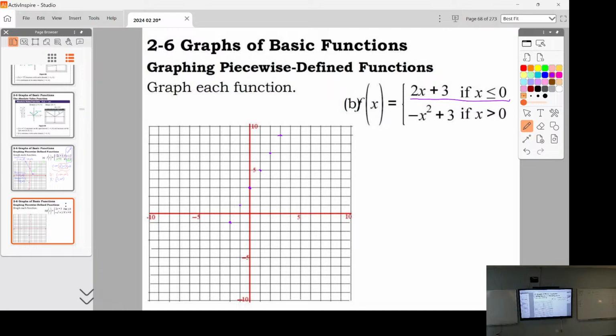Where does this line start? Starts at 0. Can it be 0? Yes. So at x equals 0, the line starts with a solid circle because it can equal. And it goes which way? Less than goes to the left. Something like that. Erase my extra dots.